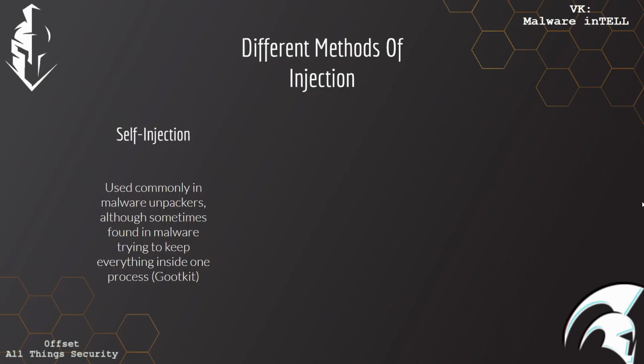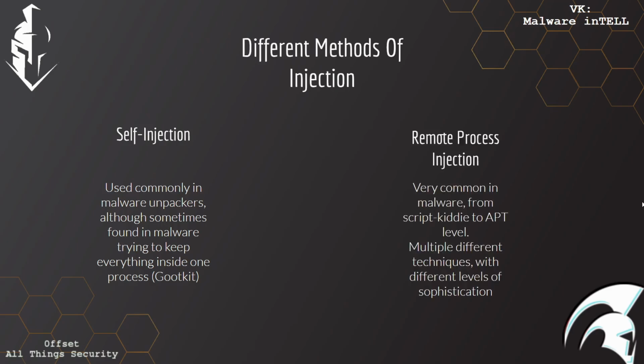First we've got self-injection. This is used commonly in malware unpackers, although sometimes it's found in malware trying to keep everything inside of one process. An example of that is Gootkit. And the second method of injection is remote process injection. This is very common in malware from script kiddie level to APT level. There are multiple different techniques to use with different levels of sophistication.